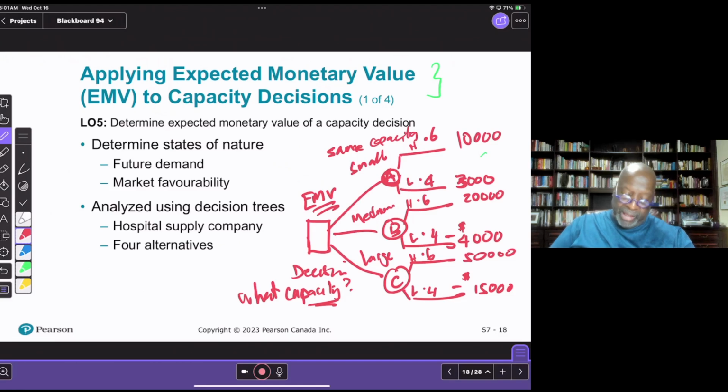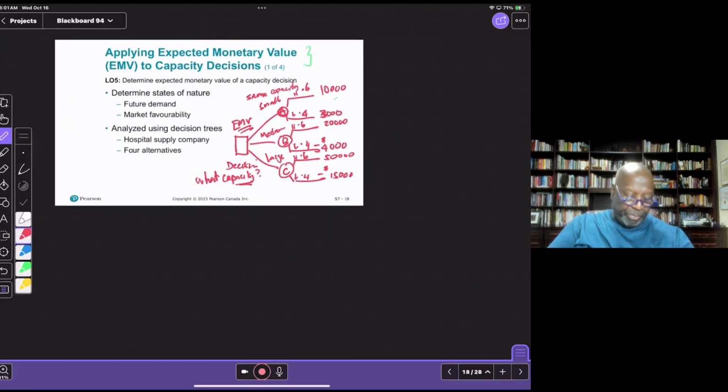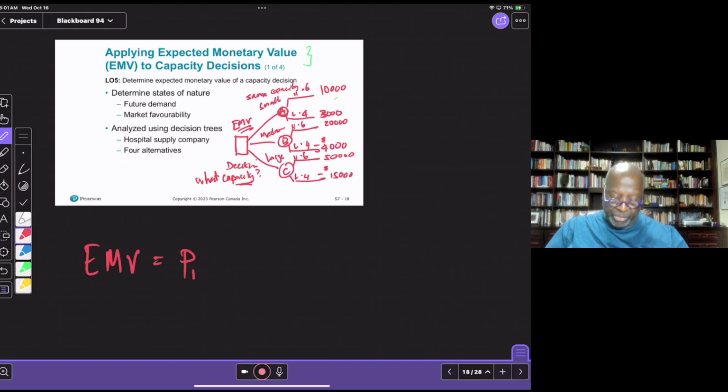And how we do that is by computing an expected monetary value, which would be the probability P1 times the outcome associated with it, so P1 times outcome 1, plus P2, the probability times outcome 2. If there are 3 outcomes, you go plus P3 times outcome 3.